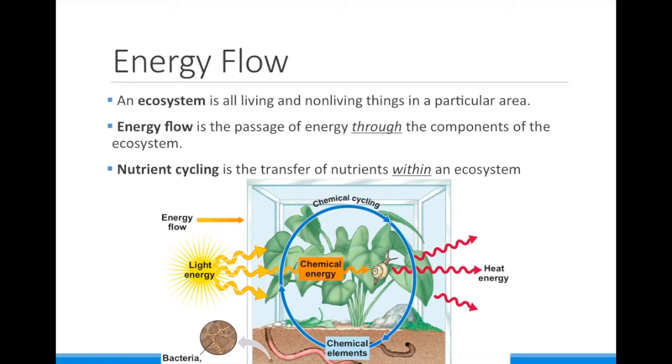The nutrients don't enter or leave. Chemicals get recycled. For example, the snail is breathing out carbon dioxide. The plant uses that carbon dioxide in photosynthesis and then releases oxygen. The snail then breathes in the oxygen. It's a cycle.